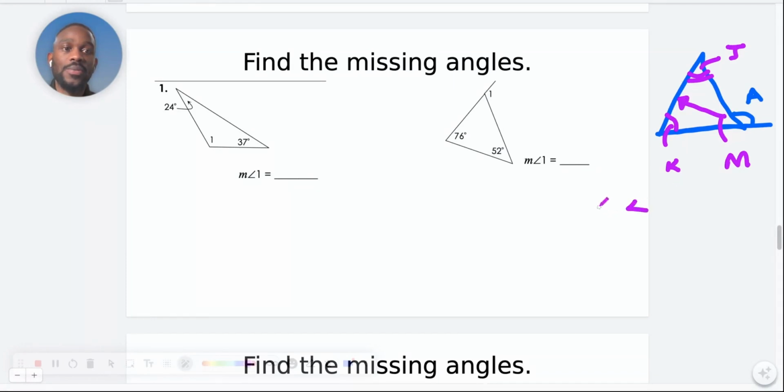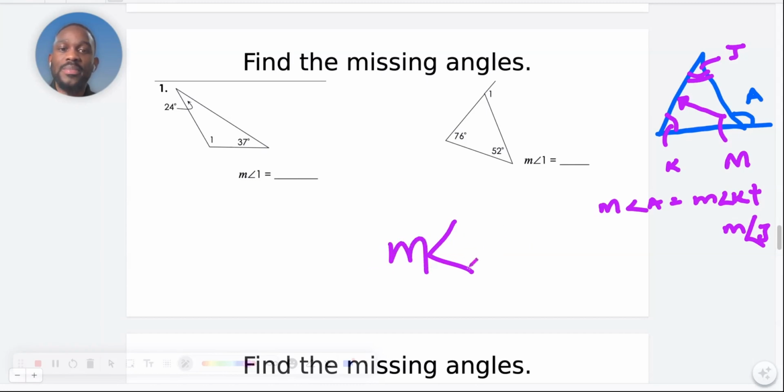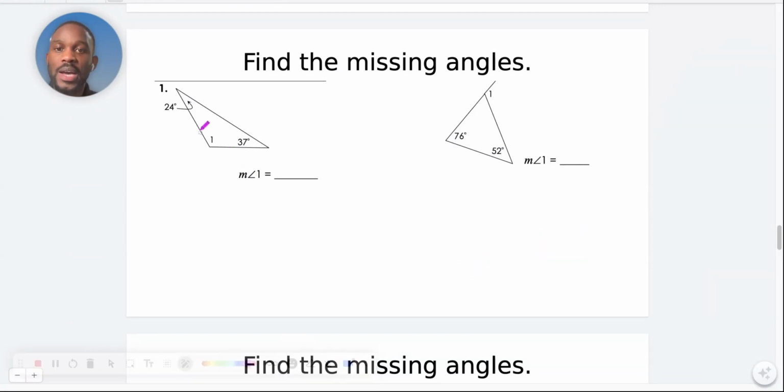So meaning the measure of angle A should be equal to the measure of angle K plus the measure of angle J. Whenever you see this, really, it means angle. M means measure, meaning it could be 60, like we're talking about quantity, right? And this shouldn't really threaten you, it just means angle, really, nothing there. What's the measure of angle 1?